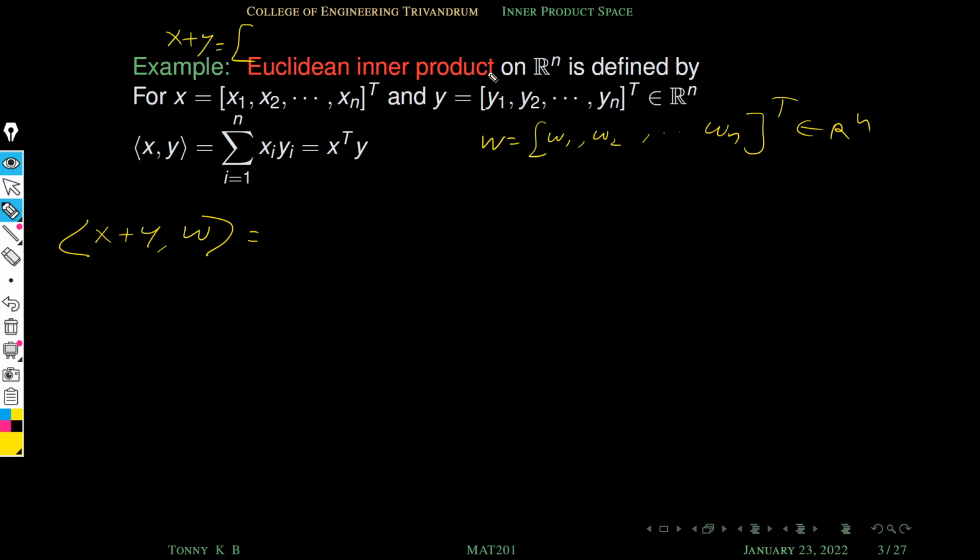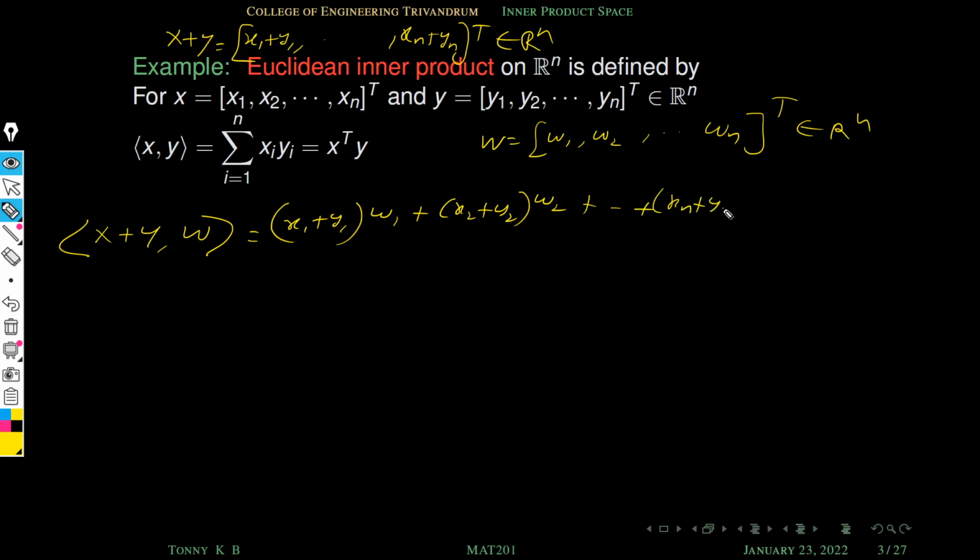So we know how to define vector addition in Rn, the component-wise addition. So x plus y is equal to x1 plus y1, x2 plus y2, etc., xn plus yn, transpose. Again it belongs to Rn because Rn is closed under vector addition. It's a vector space. Then you can write the inner product between x plus y and w. By definition, this is equal to x1 plus y1 times the first element w1, then x2 plus y2 times the second element w2, etc., plus xn plus yn into wn. This is the definition of inner product.